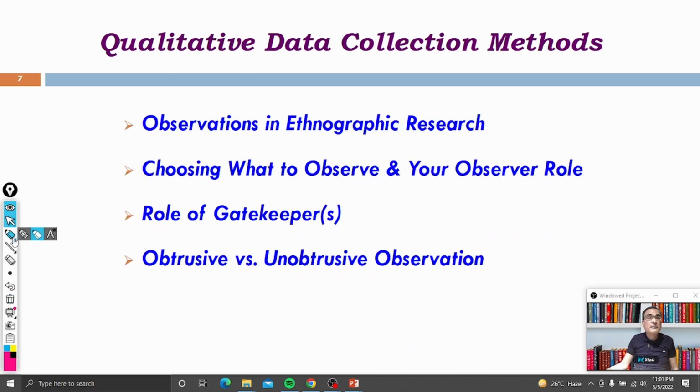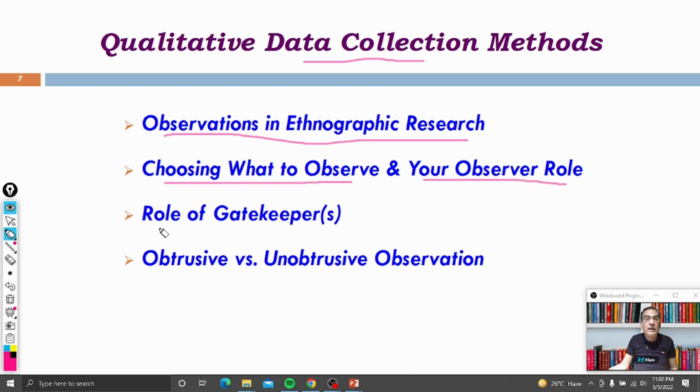Qualitative research data collection methods: observation and ethnography. In ethnography, we take the observation. Most of the time, we involve ourselves with a group of people, and we observe everything and write ethnographic notes in our diary. We choose what to do, the observer role, and we also discuss the role of the gatekeeper.